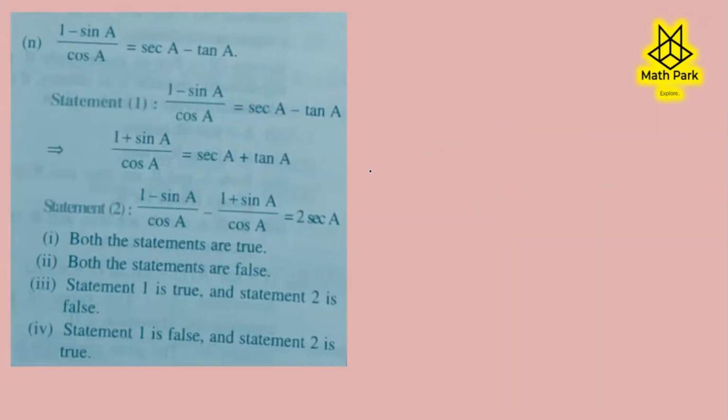And 1 minus sin A upon cos A is equal to sec A minus tan A. So statement 1 says 1 minus sin A upon cos A is equal to sec A minus tan A. Yes, because 1 upon cos A minus sin A upon cos A, and 1 upon cos A is sec A and sin A upon cos A is tan A. So this is correct. So this implies 1 plus sin A upon cos A is equal to sec A plus tan A is also correct. So statement 1 is correct.